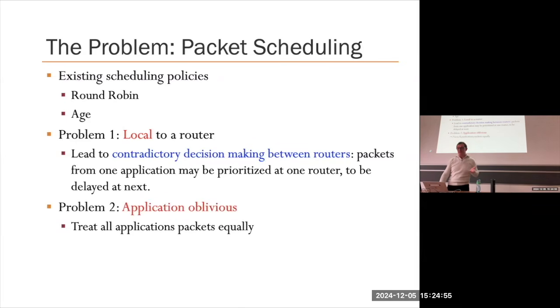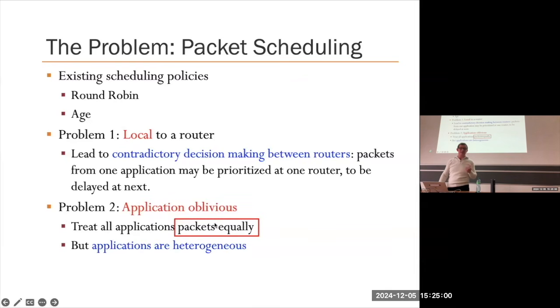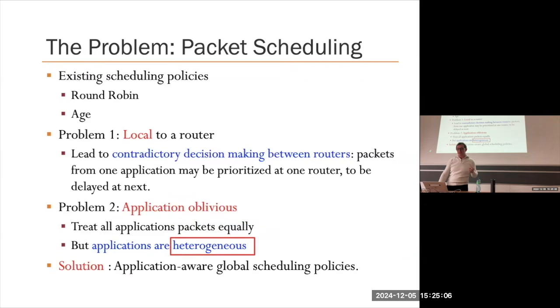The other problem is this is application oblivious. So you treat all applications' packets equally. And the problem is applications are very heterogeneous, as we already know by now very well. So the solution that we're going to look at is really application-aware global scheduling policies. And you could do this in on-chip networks more easily because you're restrained to only a single chip, right? You don't go outside and make these decisions outside. It becomes harder to do it outside. Of course, if your applications span many chips, then you're back to the same problem. But if you handle it nicely within a chip, maybe the problem is reduced globally also.